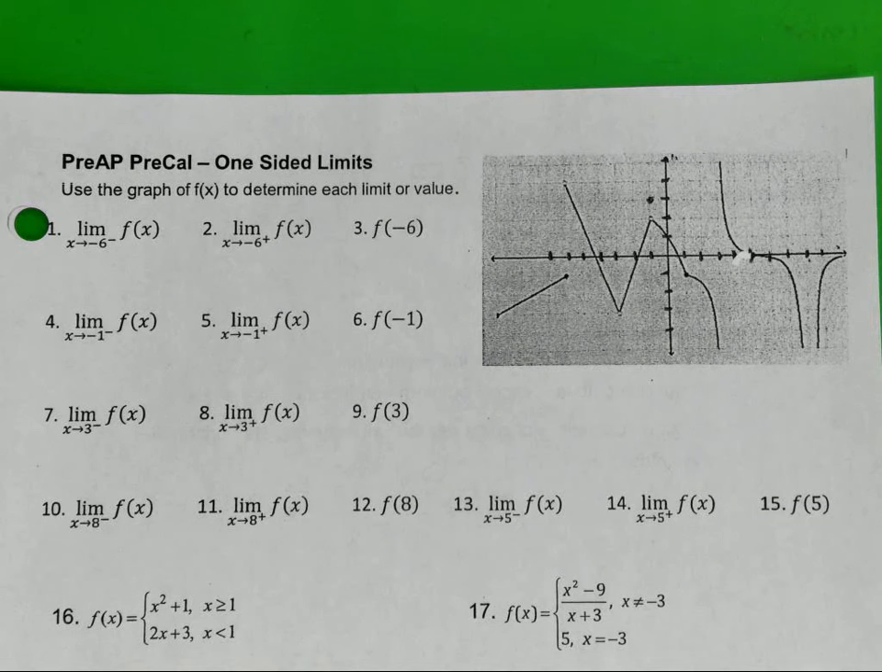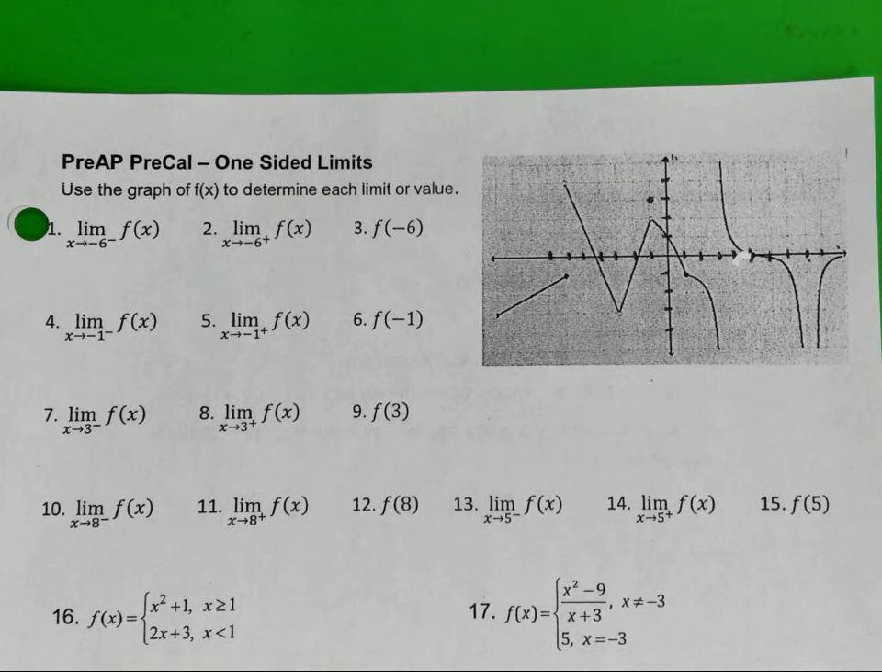Number 4. The limit as x approaches negative 1 from the left. Negative 1's right here. If I'm coming from the left, what value is it going to? What y value is it going to? 2. If I come from the right, it's still going to what? 2. Do y'all see that? What would you put down for f of negative 1? Would you put 2 or would you put 3 there? 3. I am not done yet. Don't be rude.